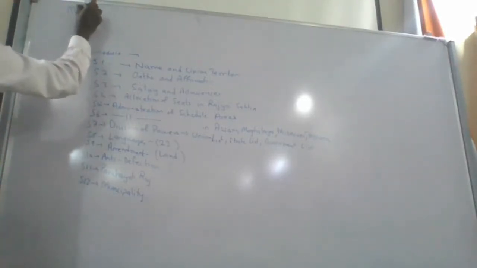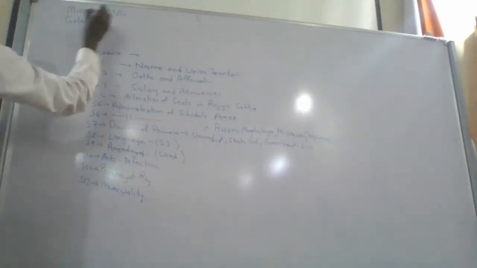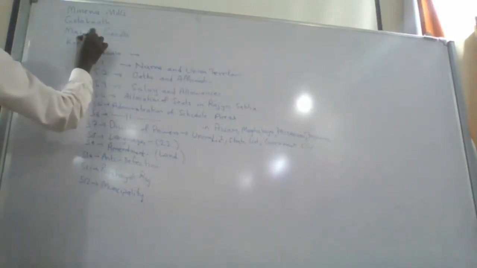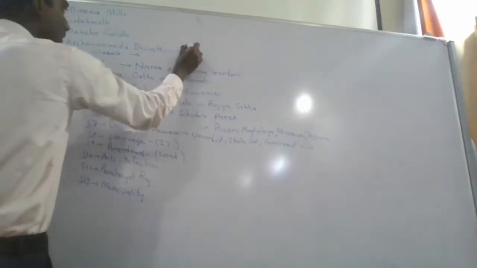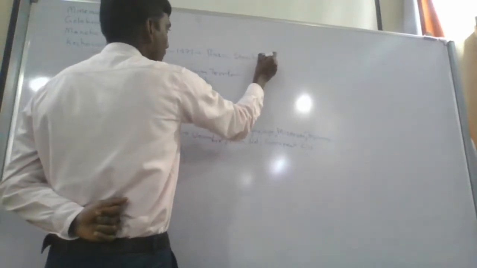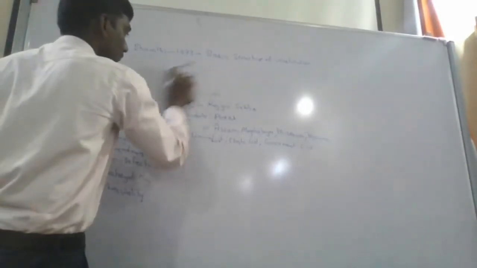Write down. Next, important cases. Minerva Mills, Golaknath, Maneka Gandhi, Keshavananda Bharati. In front of Keshavananda Bharati, put 1973, put basic structure. Basic structure of the constitution.